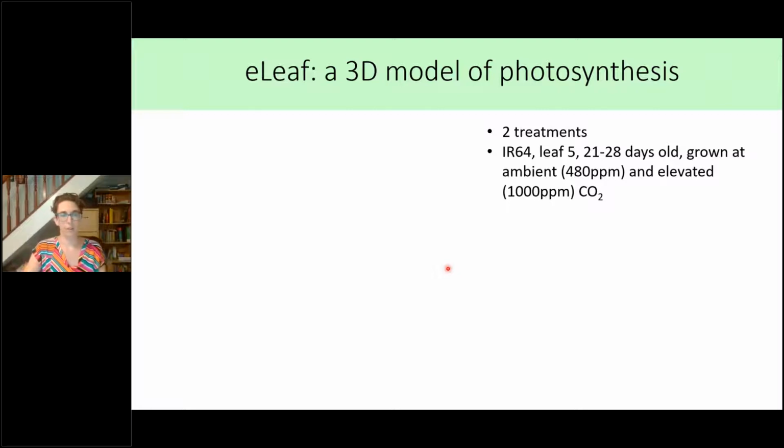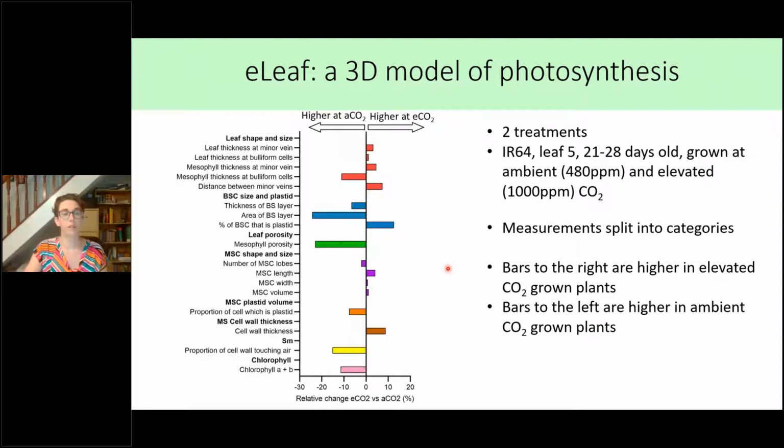Now this graph is where we're expressing the relative change between the ambient CO2, or I've called it ACO2 here, and the elevated CO2, the ECO2 leaf. This is the relative change, one compared to the other, and these are all of the different measurements we've got that feed into our model.